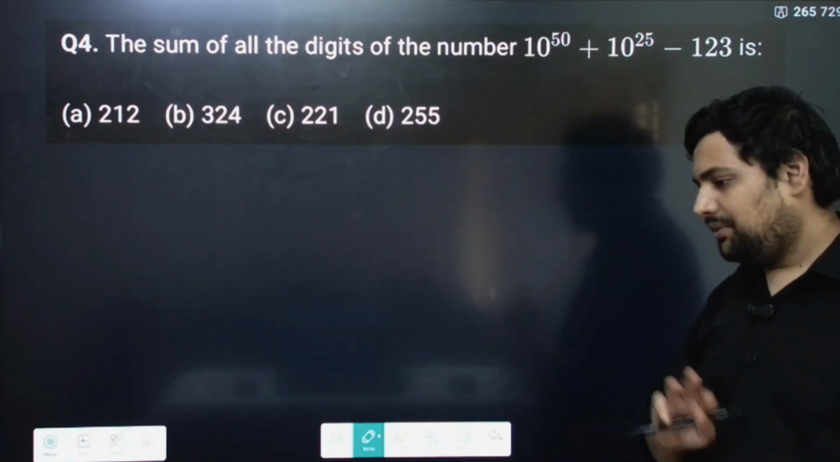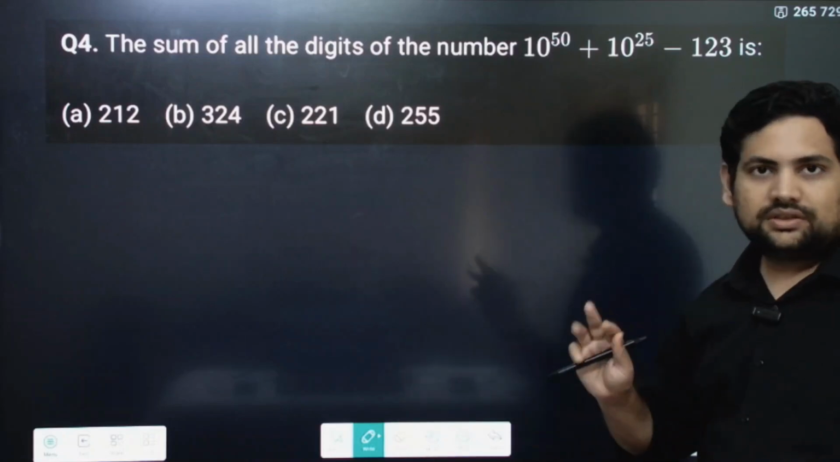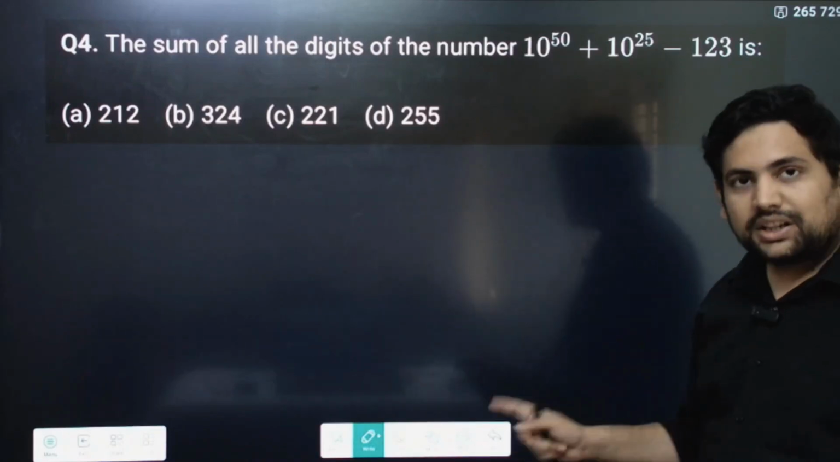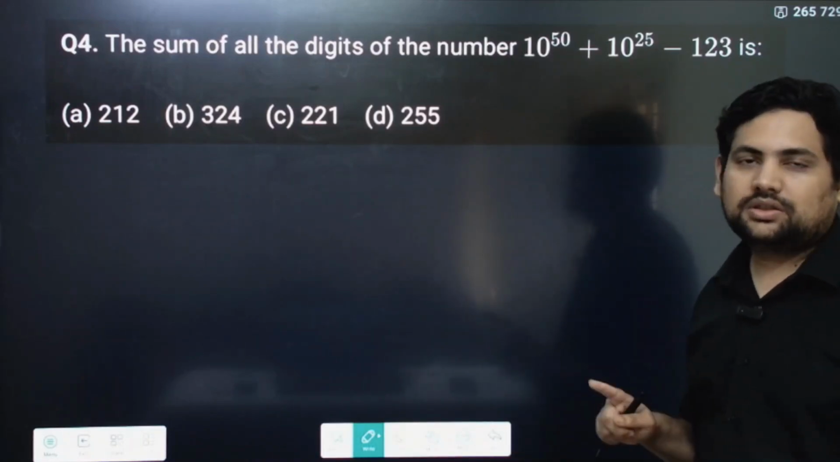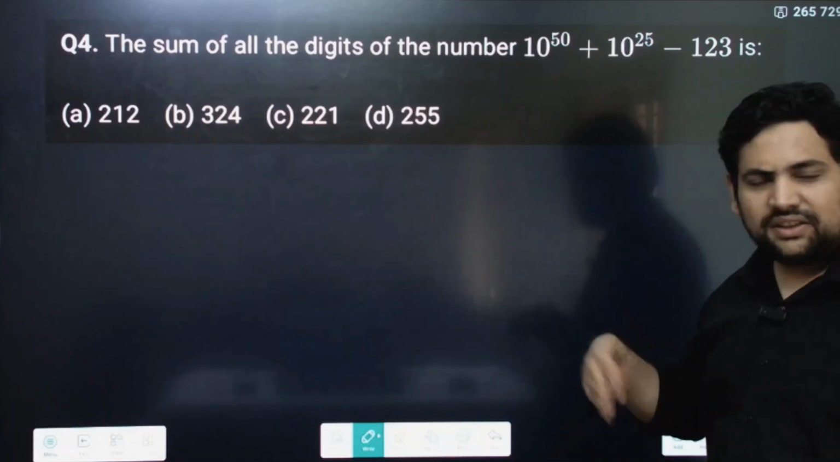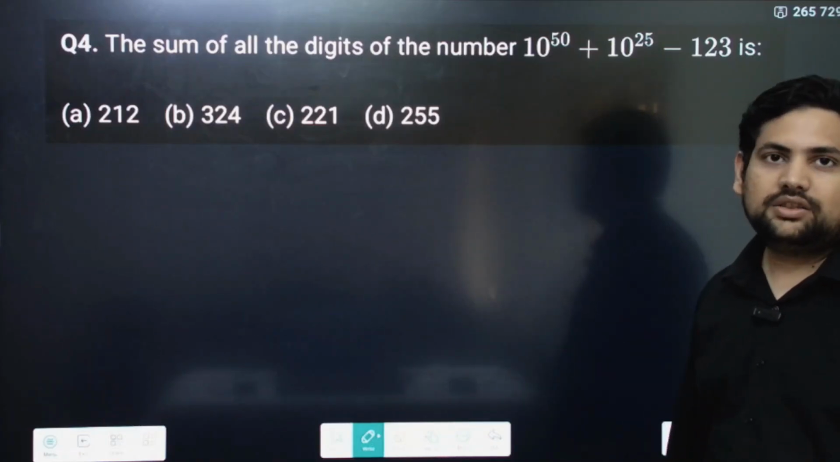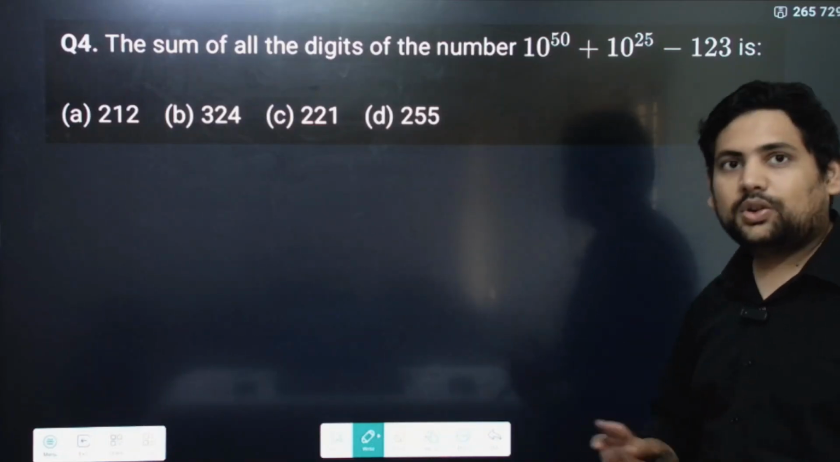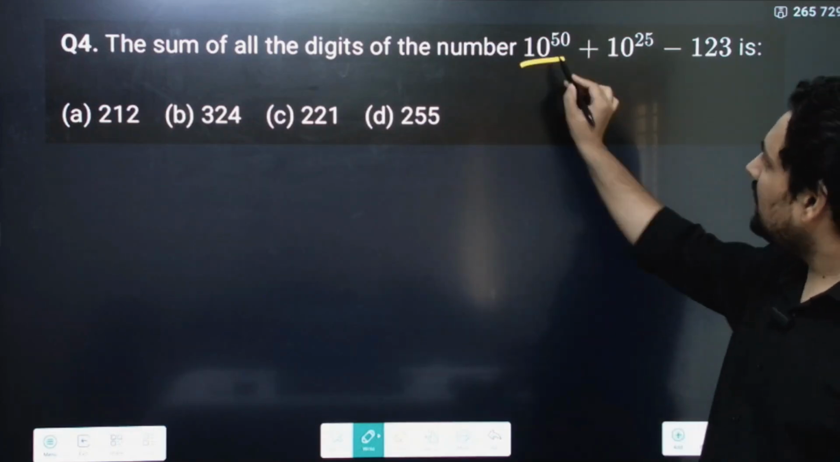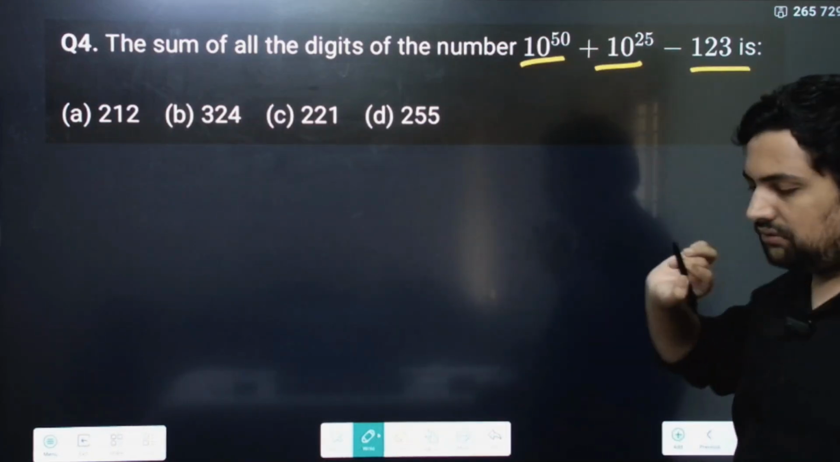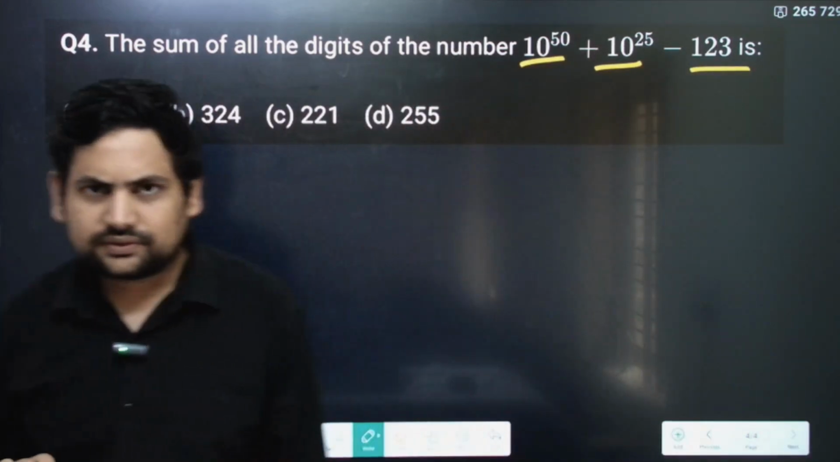Start to think. I'm not telling you to attempt these questions directly in the exam, but when you are practicing, you should be doing these questions, correct? Because easier versions of this are always made. Okay, and then you are not very sure what to do. Approach is very important. Now it says 10 power 50, plus 10 power 25 minus 123. What to do with this?